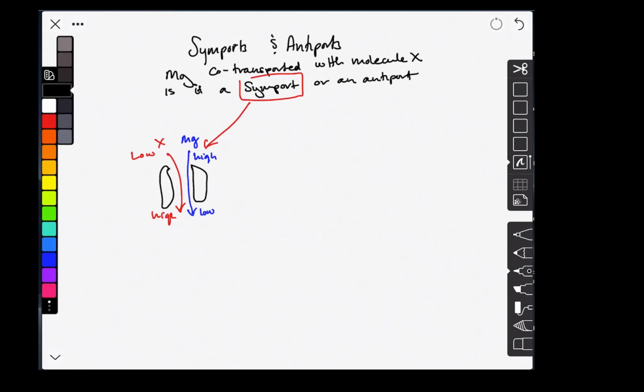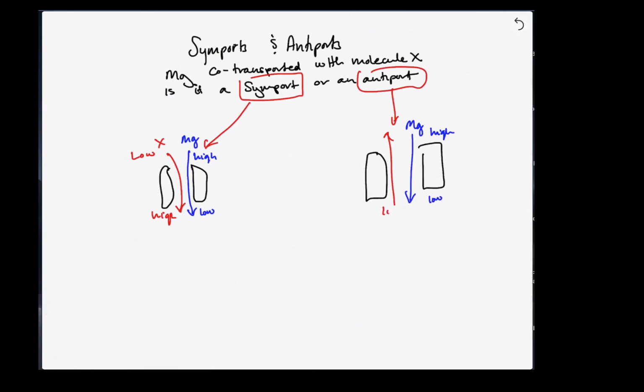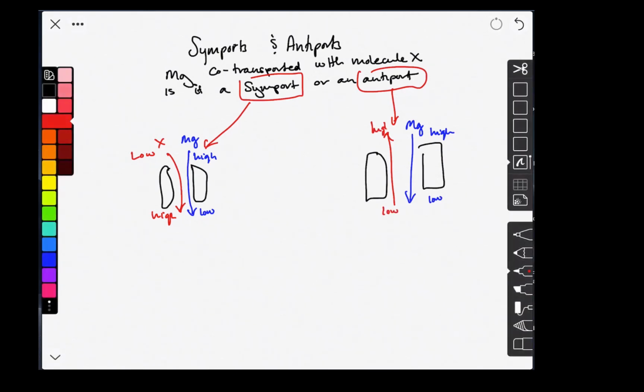So now let's go to the antiport. And antiports, remember, they move things in the opposite direction. Now, our magnesium is still supplying the energy for molecule X to move, so magnesium is still going from high to low, and molecule X is still going from low to high.